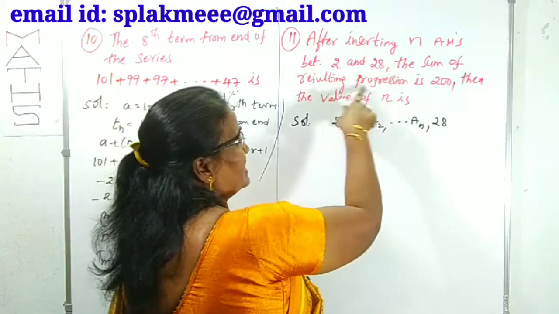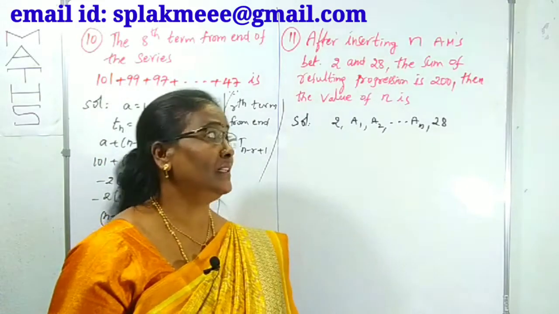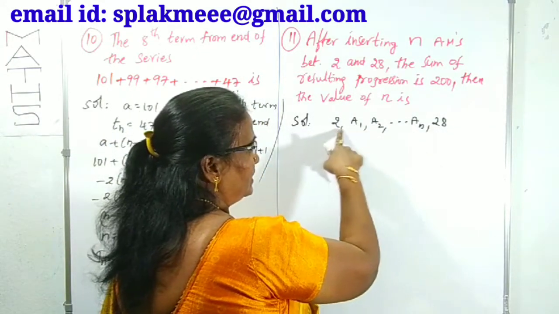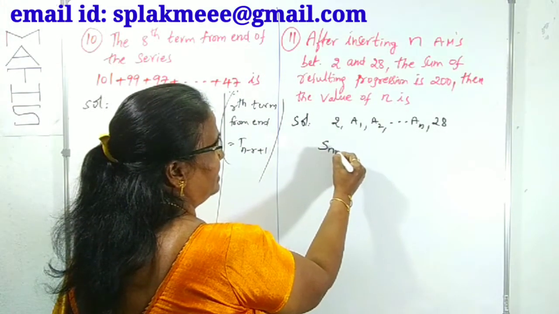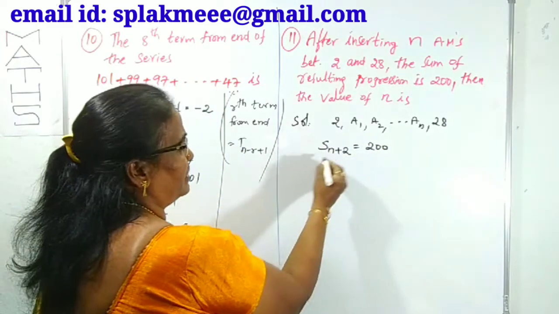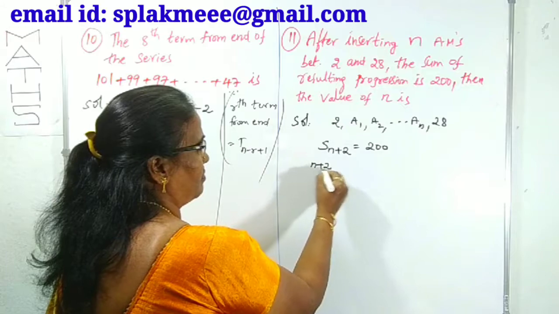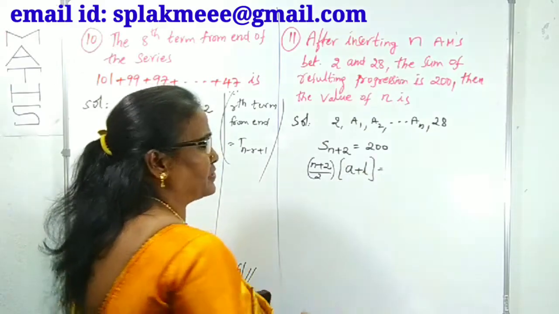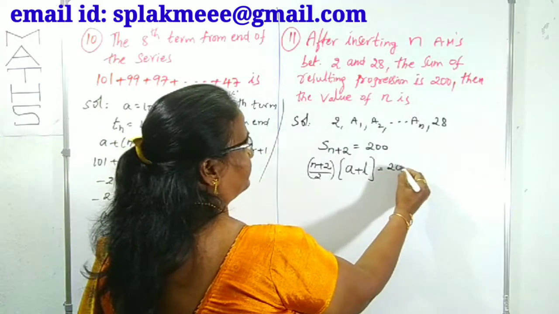It is given that the sum of the resultant progression is 200. The sum of these terms is given as 200. How many terms will there be? Already here there are n AMs. Including these two, there will be n plus 2 terms. Indirectly it is given that the sum of n plus 2 terms is 200. Now we can use a general formula here. What is the sum of n terms? n by 2. In place of n, what is there? n plus 2 by 2 of, one tip I have given, first term plus last term. That one you can use better: n by 2 times (a plus l) is given as 200.